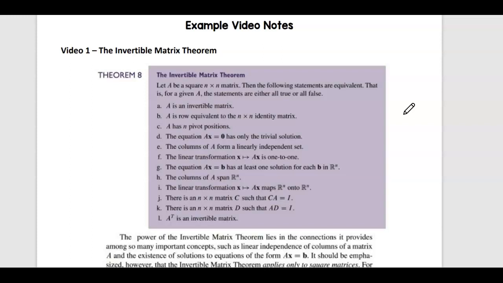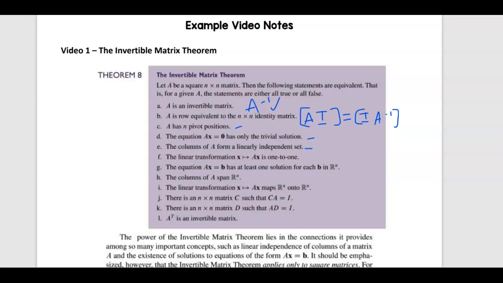So A is invertible, meaning A inverse exists. A is row equivalent to the identity matrix. That means that if you were to change this to the identity matrix, then you can get that inverse matrix. A has n pivot positions, so we don't have any empty rows or columns, which also means the columns are linearly independent. Look at D and E here.